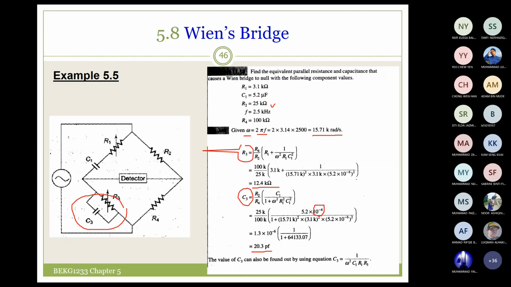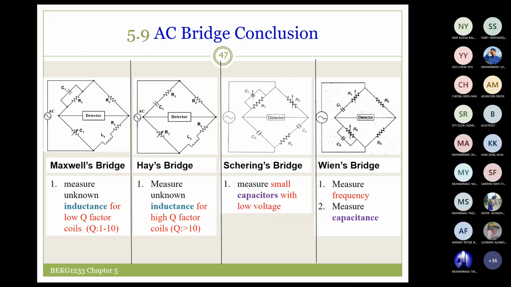The important thing is that you cannot ignore, during your calculation, the values for microfarad, kilo ohm, and kilohertz, anything like that. Don't ignore it, you need to include it in your calculation, and then you can get the picofarad or kilo ohm. If not, you will make a mistake in the mathematical calculation. So that's the 4 types of AC bridge.